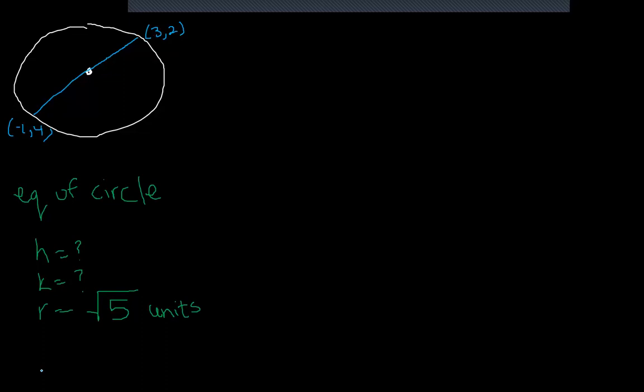Okay, we still have h and we still have k to find. We need to know what h is and we need to know what k is. We know that the coordinates of the center is minus h and minus k. But we don't even know what the center is yet. But we have a formula that we could use. We know the midpoint formula.